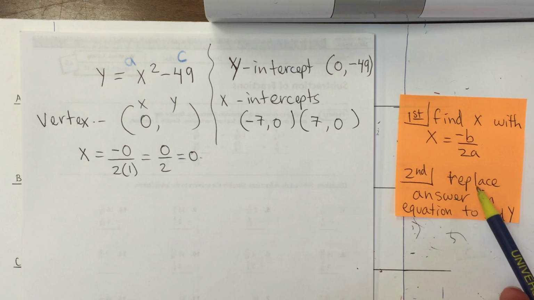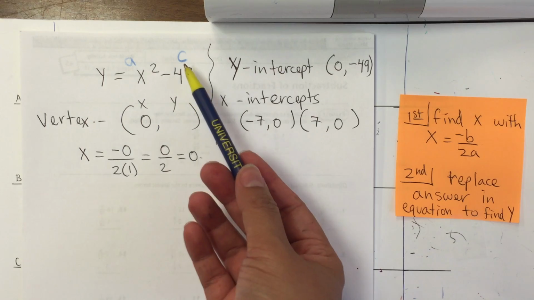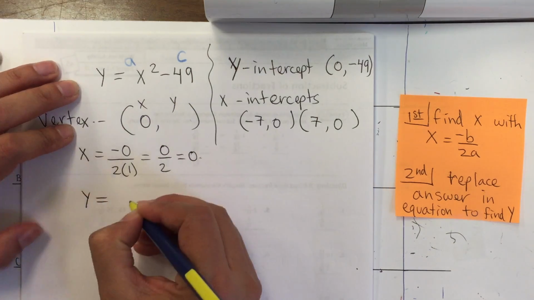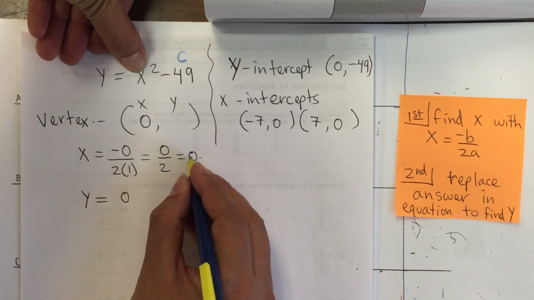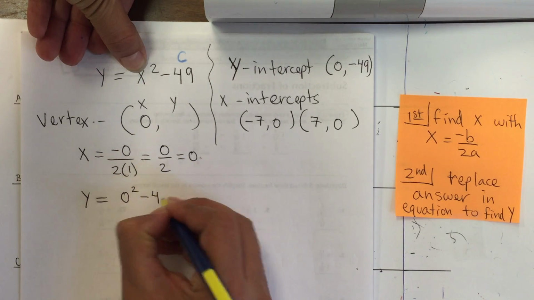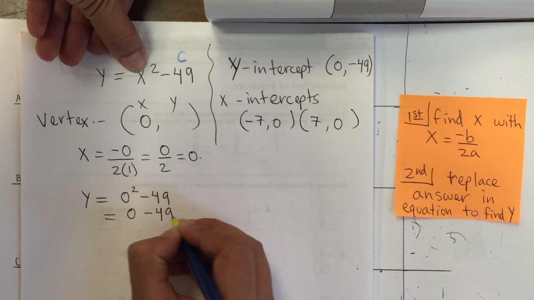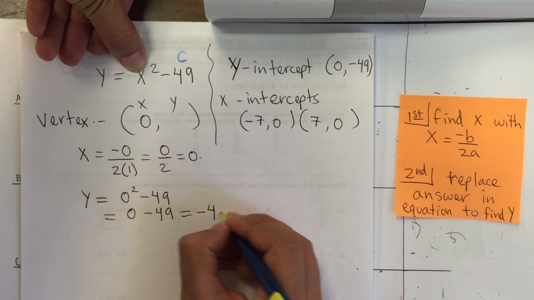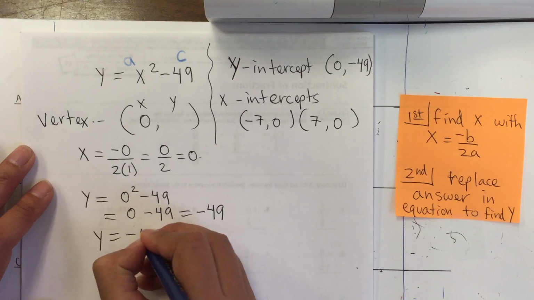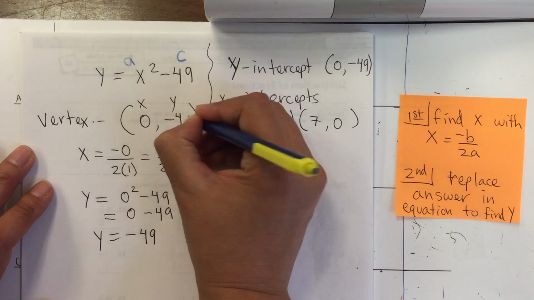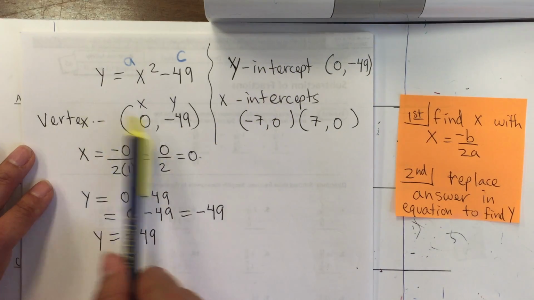The second step is to replace the answer in the quadratic equation to find y. Y equals, I replace my value of x in here, so it's going to be 0 squared minus 49, and 0 squared is 0, minus 49 is equal to negative 49. So my answer for y is equal to negative 49. So I have my y-intercept from yesterday, my x-intercepts, and my vertex.